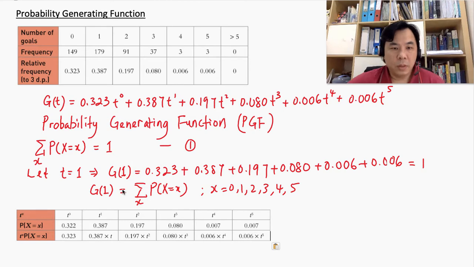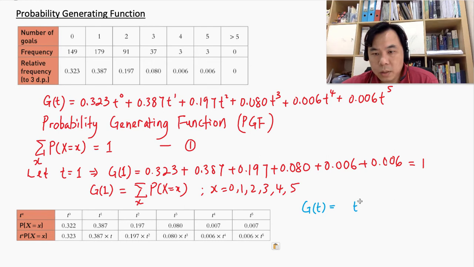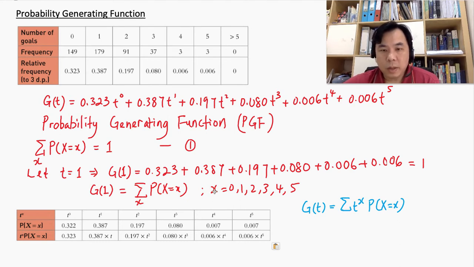Okay. Now from here, we notice that the probability generating function can also be written as the sum of the product between t^x and its respective probability here. In our case, it is from x equals 0 to 5, but generally we can put an x for all the discrete x values involved in the context itself.